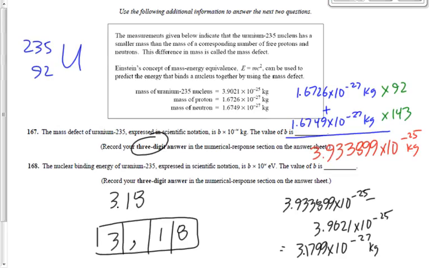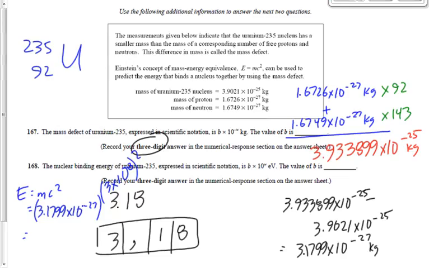Good. All right. Now the second question is easy, right? If you get the first one, the second one's easy. What's the binding energy? All we're going to do in this is say E is equal to mc squared. m is 3.1799 times 10 to the negative 27 times 3 times 10 to the 8, boy, that's a little messy here, all over the place, squared. What do we end up getting for that?